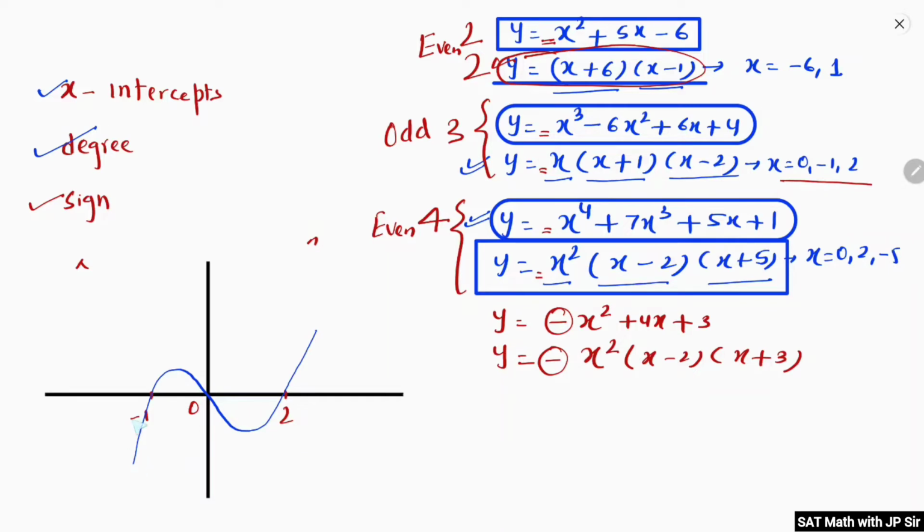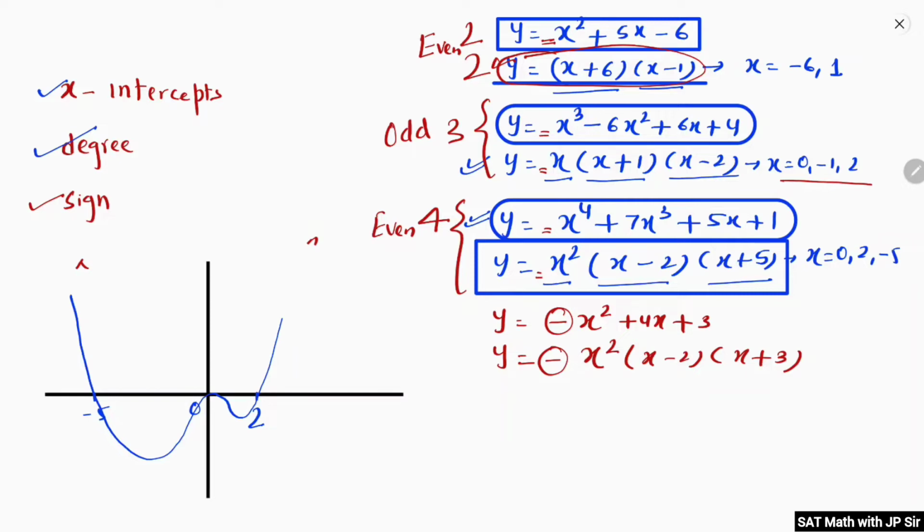Now why is it going like this? Why not going like this? This I'll explain later on. But intercepts. And now here we have 0 to 5. So it's minus 5, it's 0, it's 2. So here the graph will come like this. At 5, at 0 it will go like this and like this.